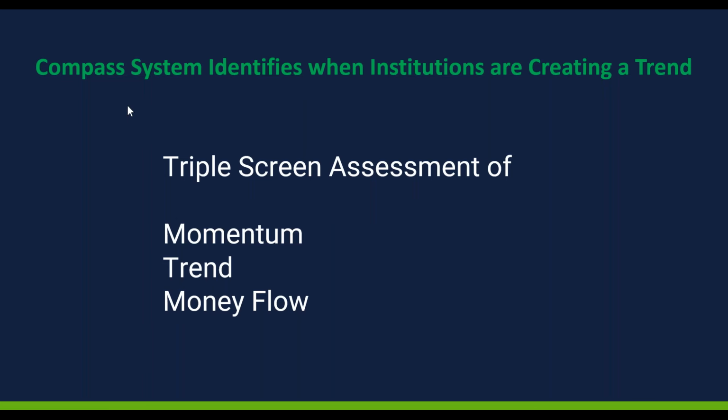And how does this work? Well, the Compass system, which we're going to show you in just a minute, identifies when institutions are creating a trend. So how does it do it? It does what's called a triple screen assessment. Some people call them fractals. It's multiple time frames. It's looking at momentum, trend, and money flow across three different time frames.